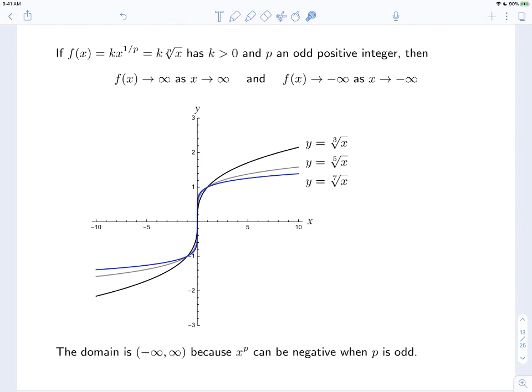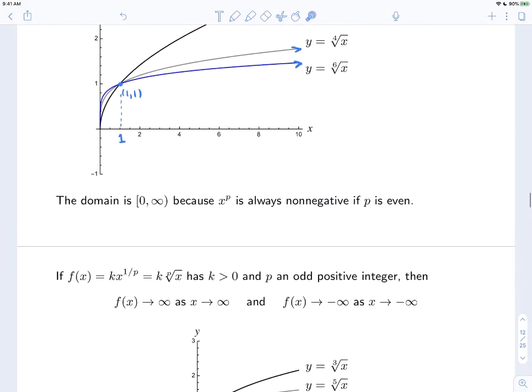You can take an odd root of a negative number and get a negative number. So the domain for these power functions, f of x equals k times x to the 1 over p, the domain is all real numbers if p is odd. Now in this case, as x moves to the right, you get the same sort of behavior as x to the p when p is even.